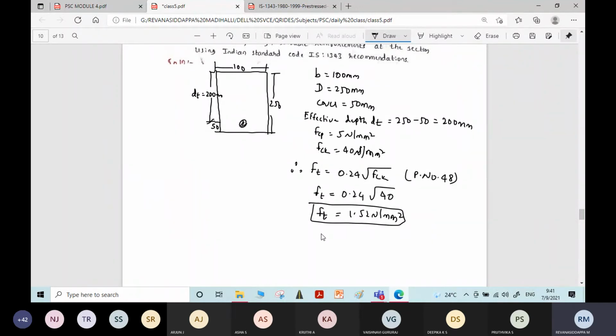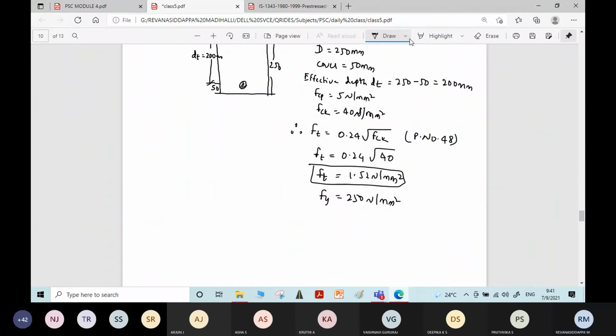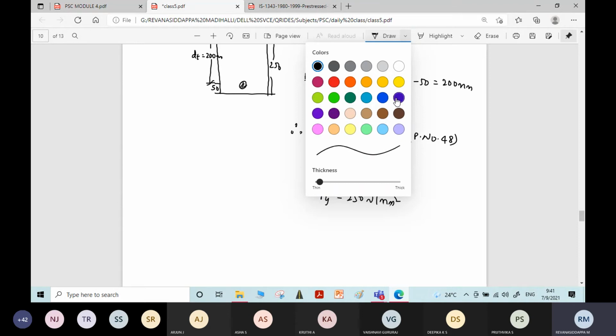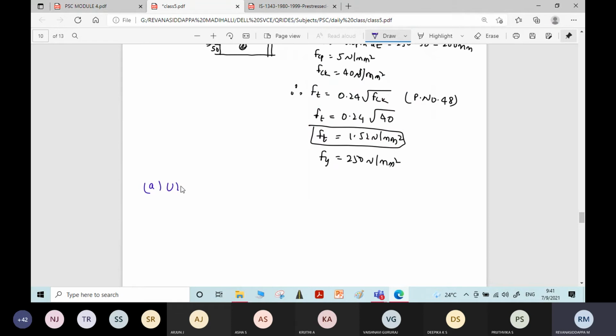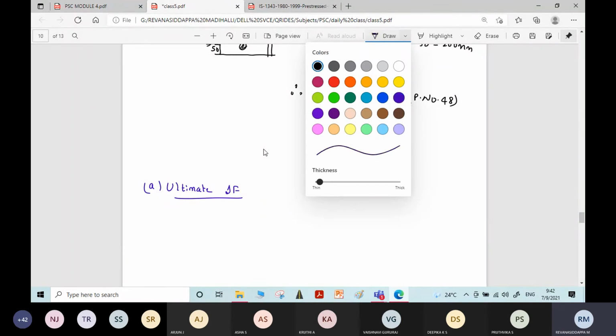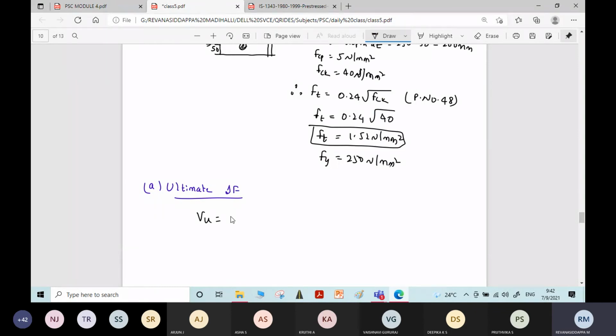Then grade of pre-stressing steel Fy is also given, that is 250 Newton per mm square. Okay. What is the first step to find the ultimate shear force? It is directly given. Write the step. Ultimate shear force V is equal to, it is directly given, no need to multiply by 1.5, 60 kilonewton. That is 60 into 10 power 3 Newton.